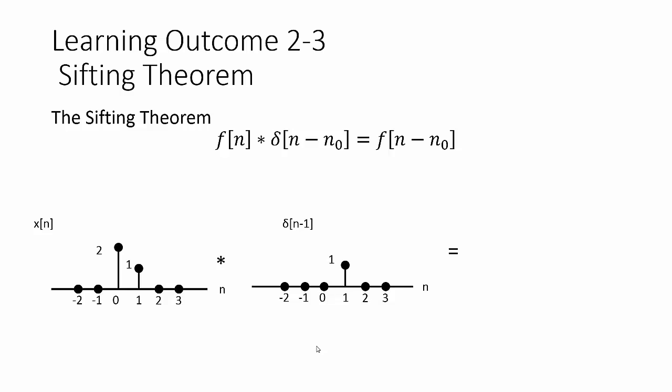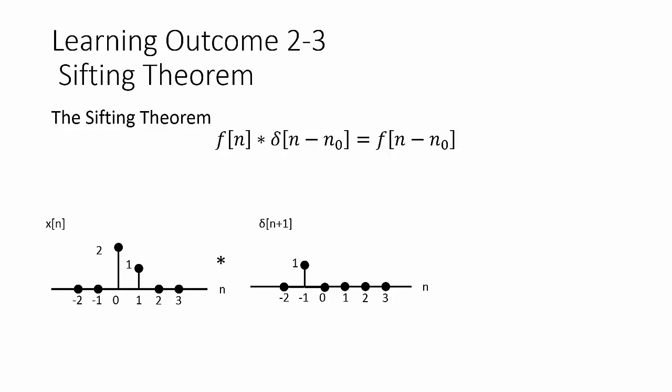Let's try some problems. Here's an x of n, convolve it with this impulse. This impulse is located at time 1, which is 1 unit further in the future. Therefore, what's the output going to be? It's going to be x of n at time n minus 1. Therefore, everything here gets shifted 1 unit in the future.